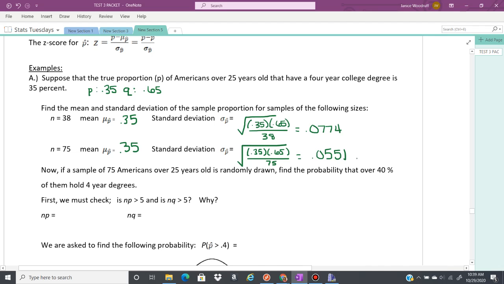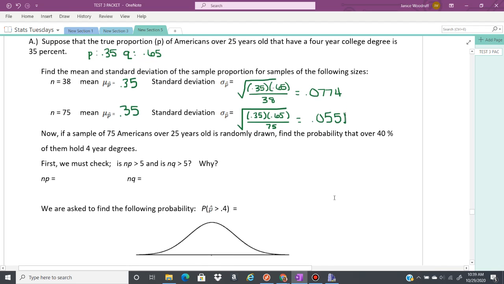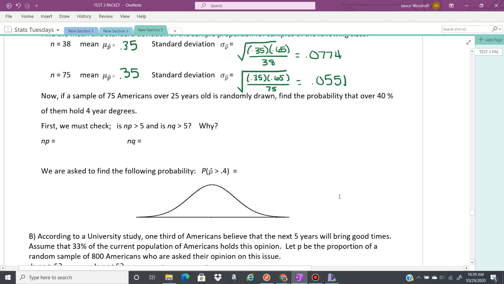And now we're going to take this and we are going to do a problem. If a sample of 75 Americans over 25 years old is randomly drawn, find the probability that over 40% of them would hold 4-year degrees. That's based off of the information we're given up here, where in the entire population, 35% of Americans have 4-year degrees. So first you check, is NP greater than 5 and is NQ greater than 5?